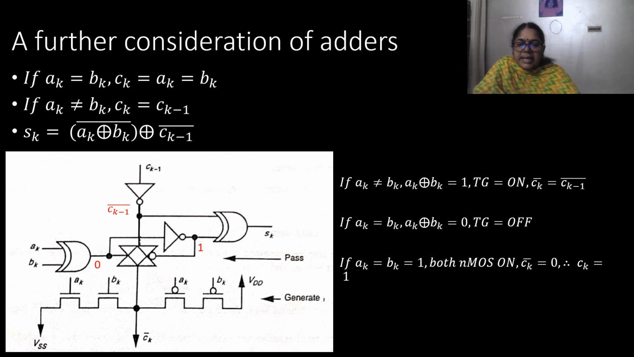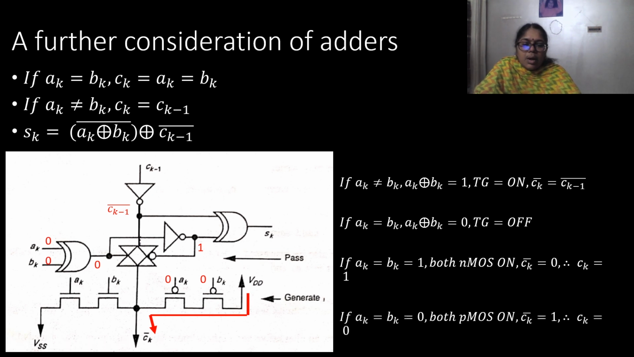Similarly, if A is equal to B is equal to 0, then the output of the XOR gate is 0 and the output of the NOT gate is 1. So once again the transmission gate is off, and CK-1 bar cannot be passed to the output. But when zeros are given to the gates of the PMOS transistors, both the PMOS transistors are on and the output carry is going to be charged through these pass transistors to VDD. That is, CK bar is equal to 1 or CK equal to 0.